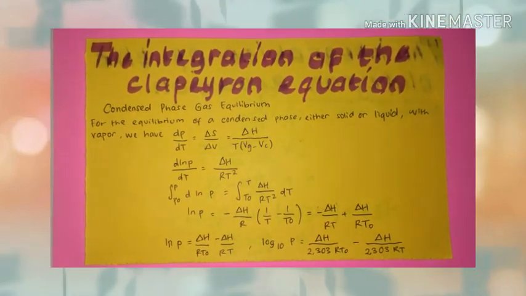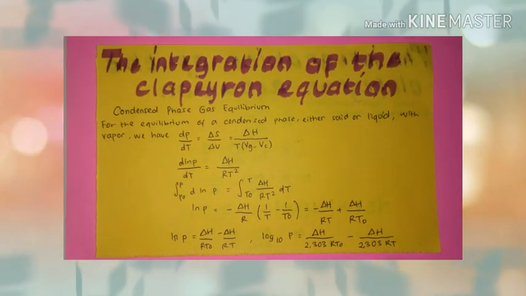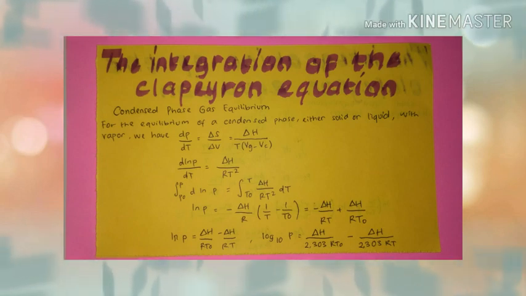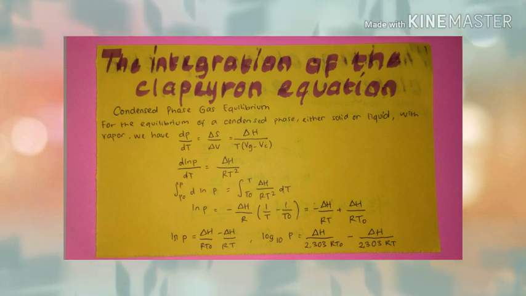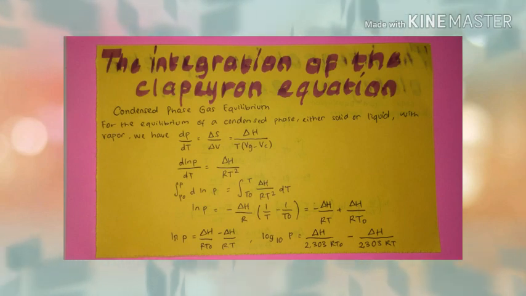Next, condensed phase-gas equilibrium. For the equilibrium of a condensed phase, either solid or liquid, with vapor, we have dP/dT equal delta H per T(Vg minus V condensed). Then d ln P/dT equals delta H per RT squared.